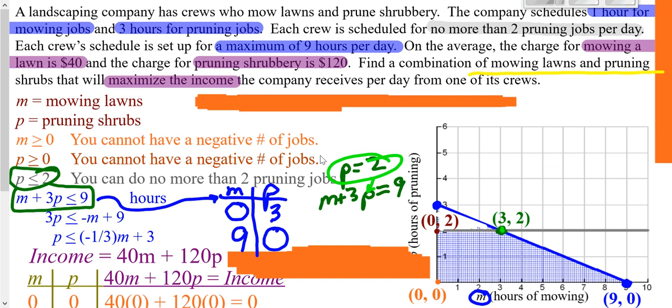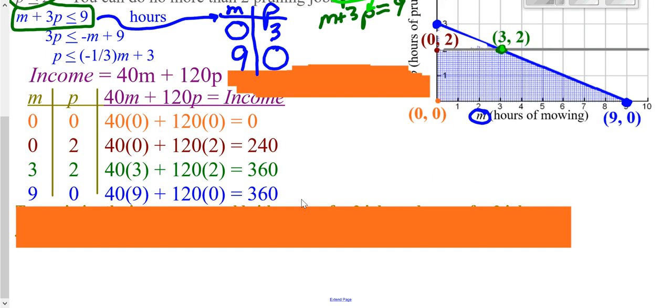So now we're trying to find maximum income. Now, are we actually looking for the maximum income, or what gives us the maximum income? In this case, it's looking for the combination of mowing and pruning jobs that produces the max. So some problems, if it just said find the maximum income, that would be the biggest one that you get out over here, which would be $360, and that happens twice. Now, if you're looking for the max, it would be one of these two right here.